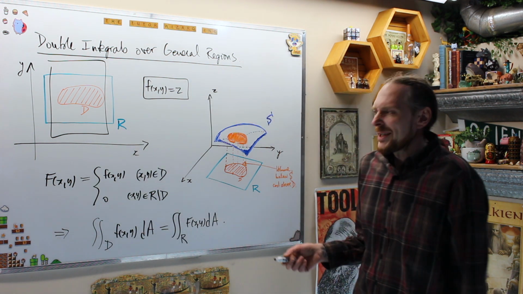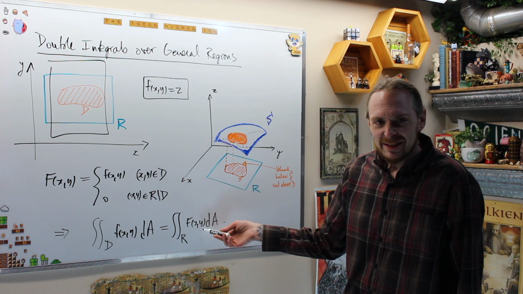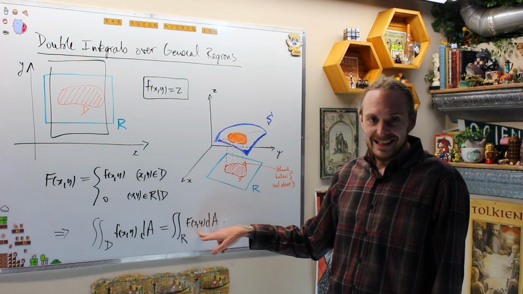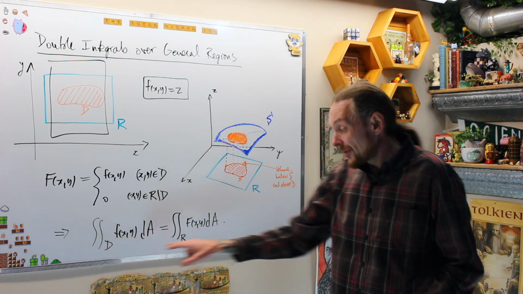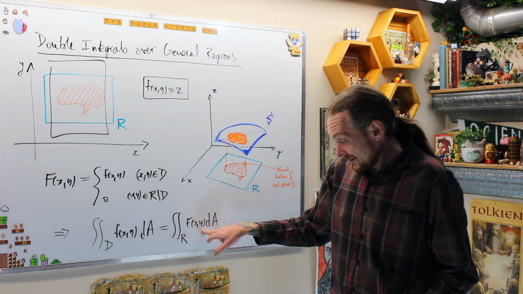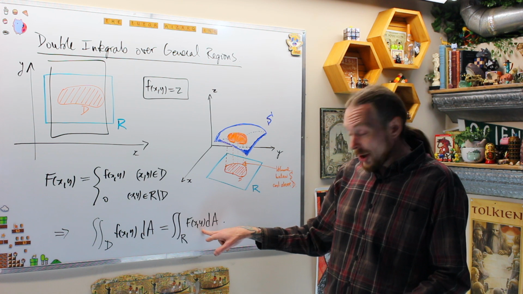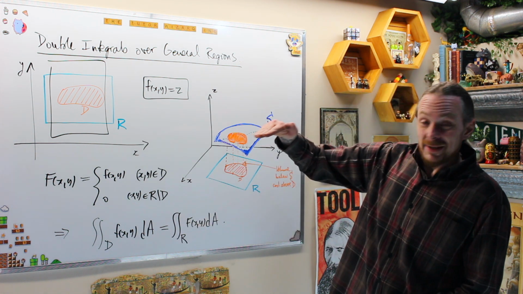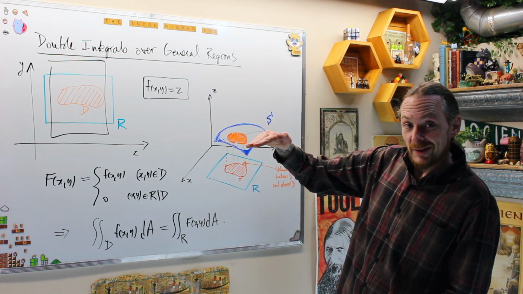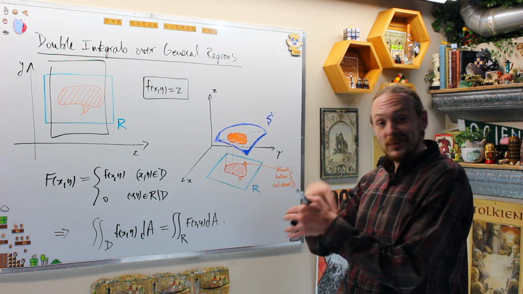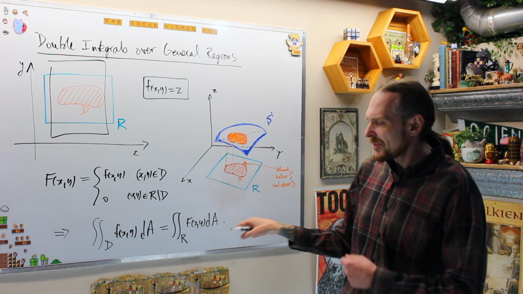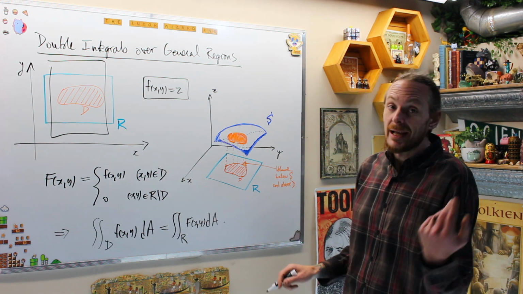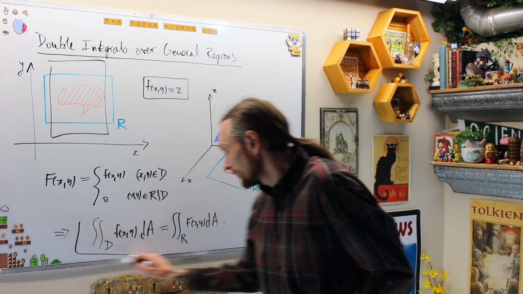This seems reasonable because computing the double integral over that arbitrary region D is the same as doing the double integral over the rectangle of large F. That means it's over the surface little f over the rectangle, but there will be no surface there outside of D. So it makes sense that this should be the definition, and you can prove that it is.